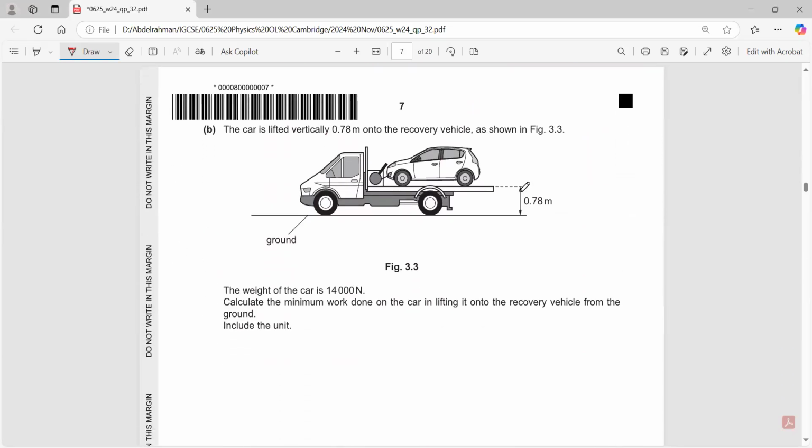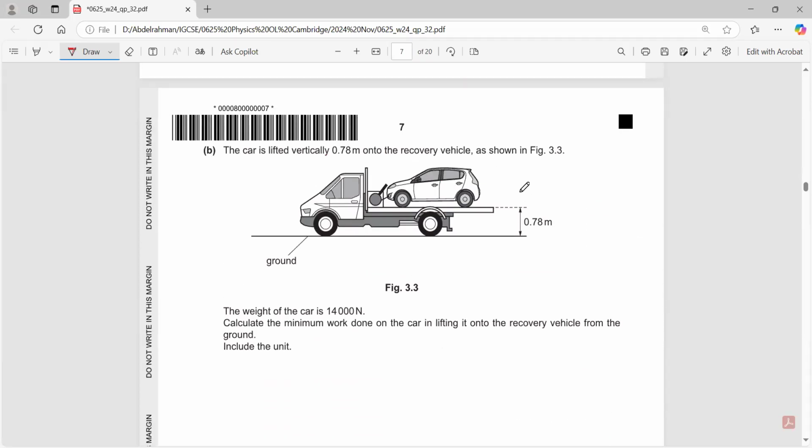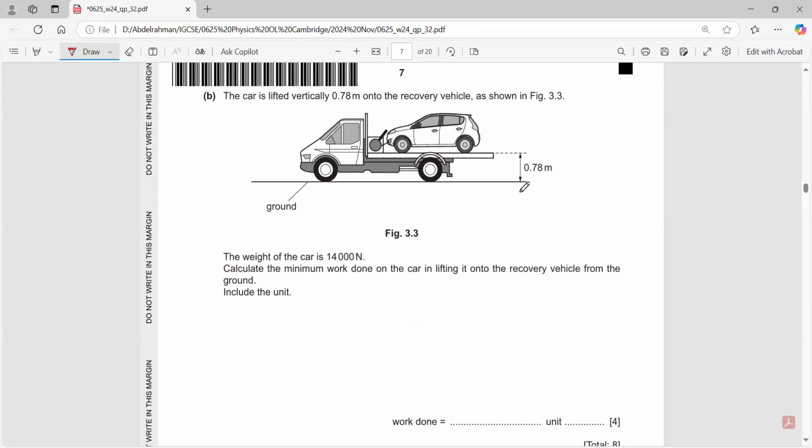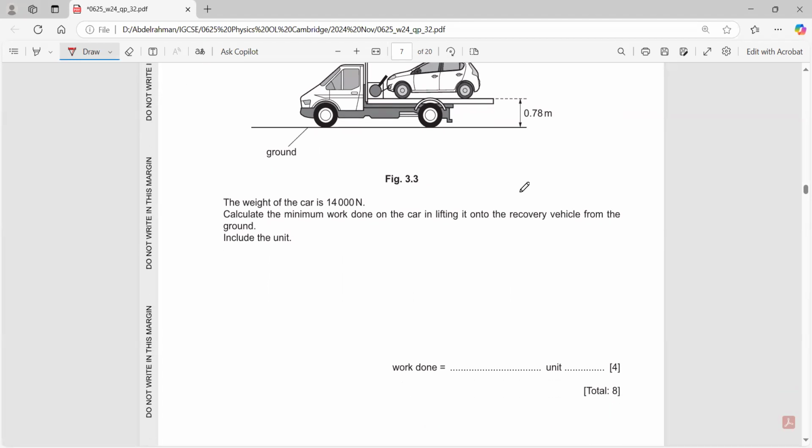The car is lifted vertically 0.78 meters onto the recovery vehicle. The weight is 14,000 newtons. Calculate the minimum work done. What would the work done be? How can I find the work done?